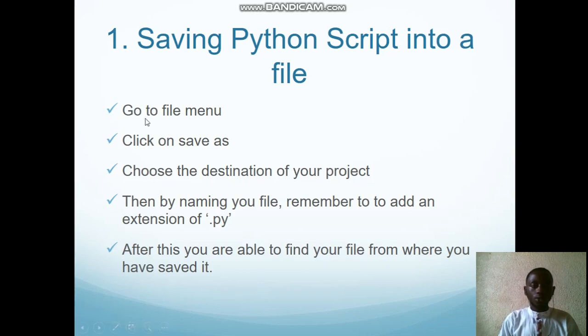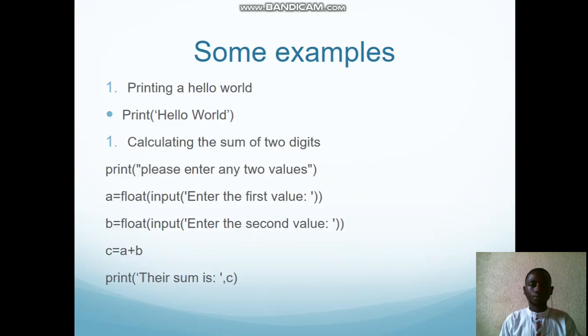The first thing you have to do is go to your File menu, click on Save As, and choose the destination of the project. Then, when naming your file, remember to add the extension .py so that your file can be recognized by Python. After this, you are able to find your file where you have saved it. Here you have some examples, like printing Hello World like this, and this is the second example, where you can calculate the sum of two numbers that a user has provided in Python.